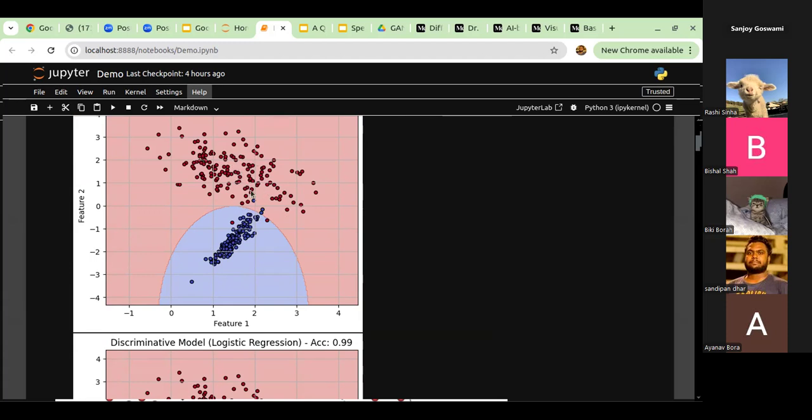That means if you learn this p of x and p of y, then you can also synthesize. Synthesis means generating new samples which can fall in this particular region. That means it has a similar type of distribution as its training samples. So this is the advantage of generative AI models.